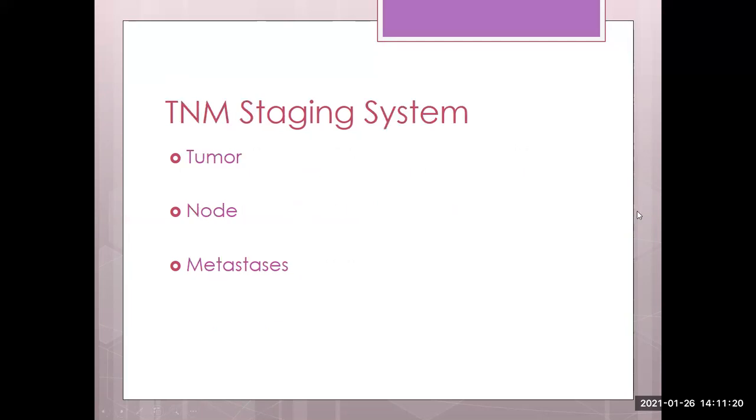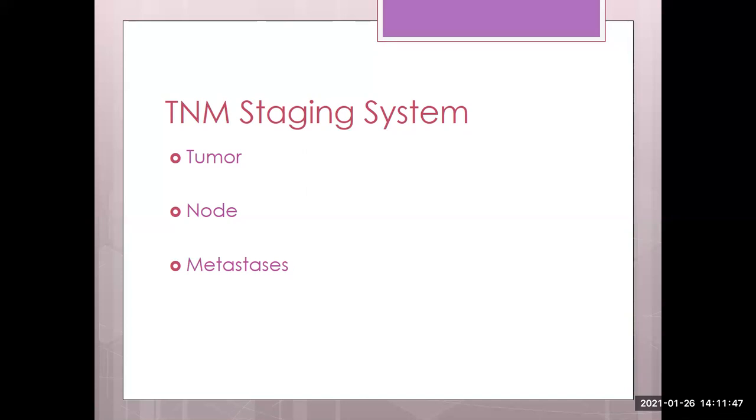And then there's the TNM, so tumor node metastases staging system. On that same page 370 in your book, there's a chart that goes through the different categories. So it looks at the tumor itself. It looks to see whether or not there's lymph node involvement. And it looks to see if there's metastatic disease.